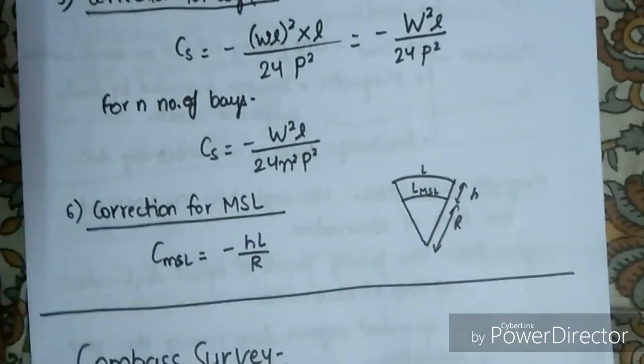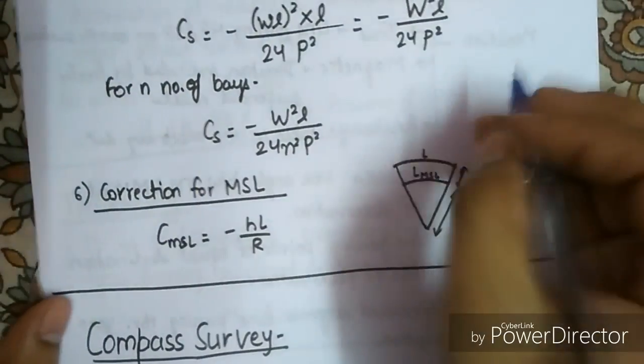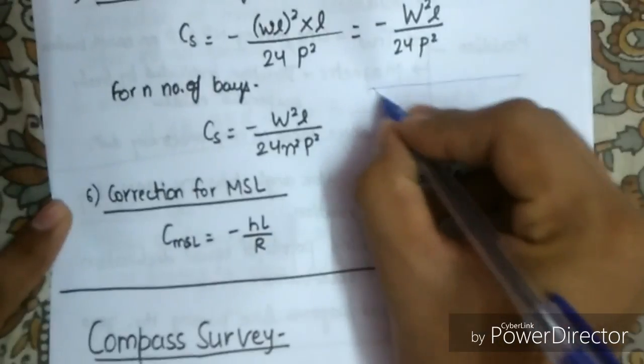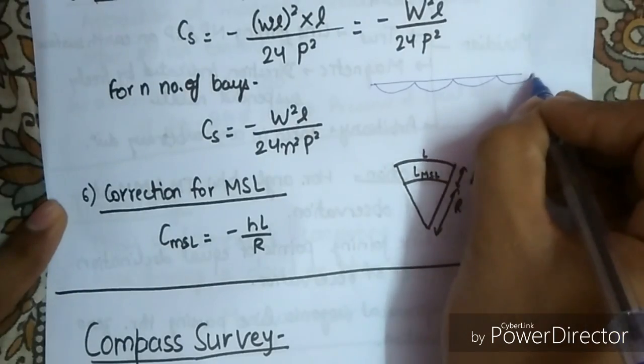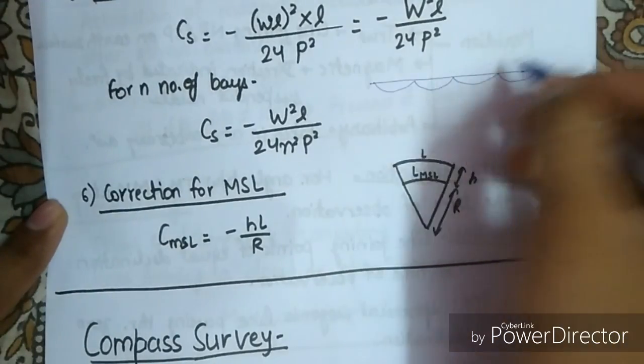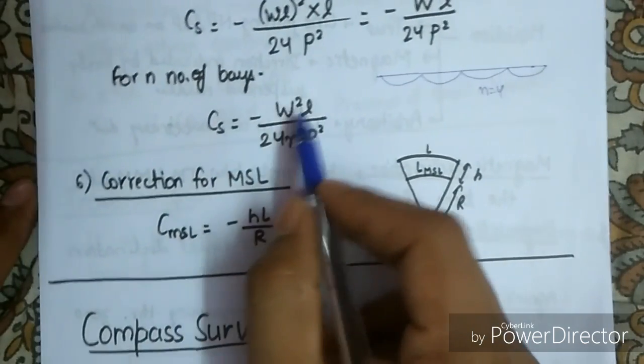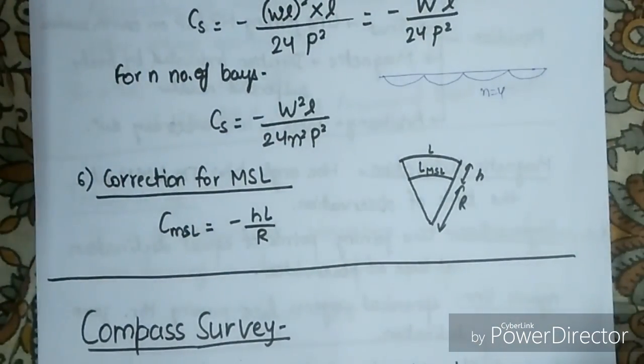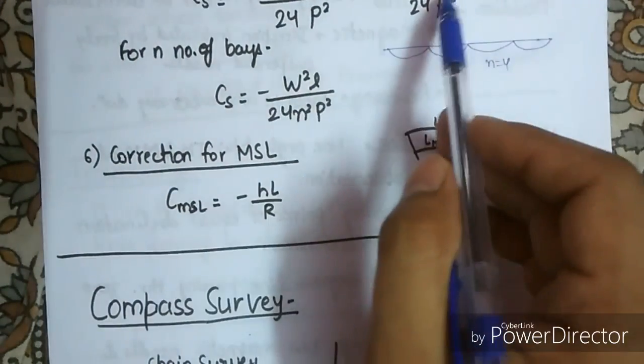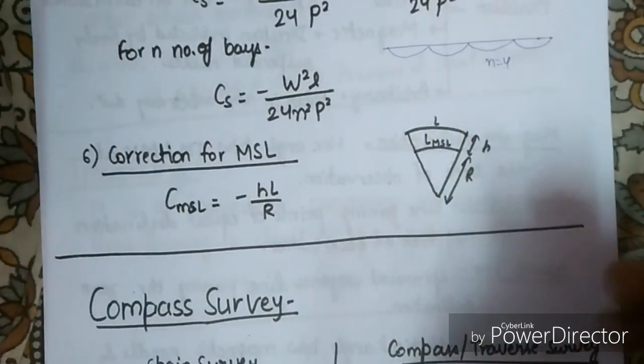Now if the number of bays is n, the condition is like this. There are different numbers of bays, like here we have 4 bays. In this case, Cs equals minus W square L upon 24 n square P square. We will divide this formula by n square.